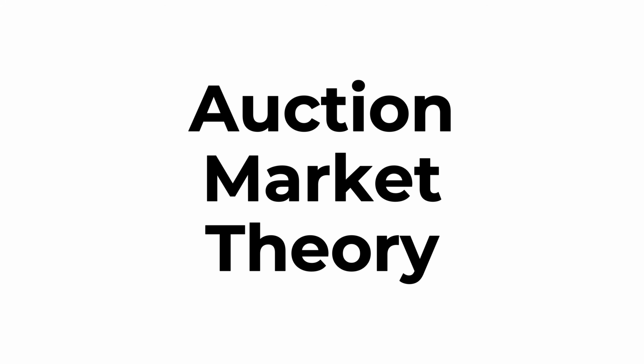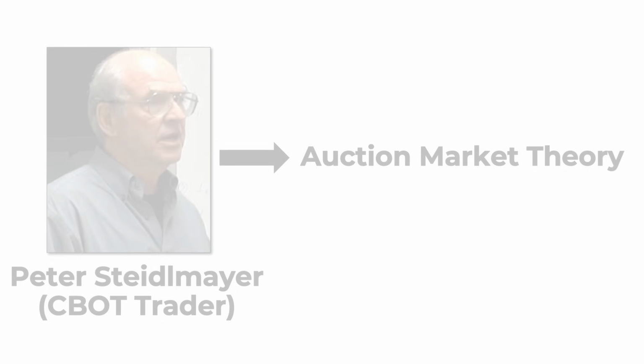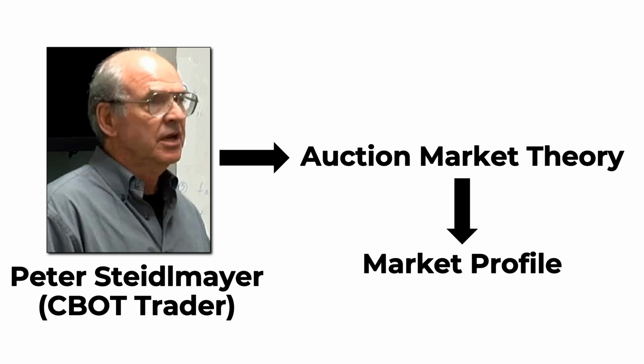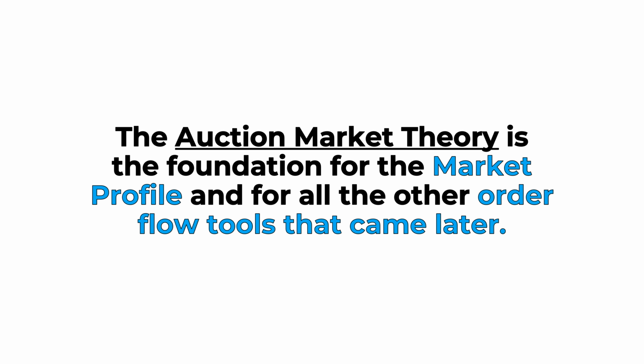The auction market theory was developed by a CBOT trader called Peter Steidlmayer in the 1980s. Steidlmayer also created the market profile as a way to visualize the auction process in the markets in a way that candlesticks cannot do. The auction market theory is the foundation for the market profile and for all the other order flow tools that came later.